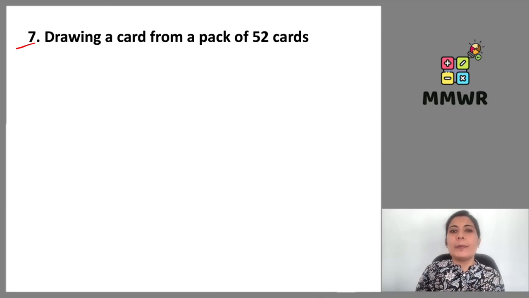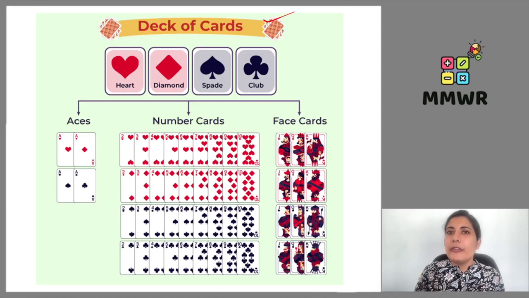Drawing a card from the pack of 52 cards. ताश की गड्डी होती है, 52 cards are there. I'll show you the scenario here. Deck of cards, total 52 cards are there excluding joker cards, right? We don't have to include those. So 52 cards are there.